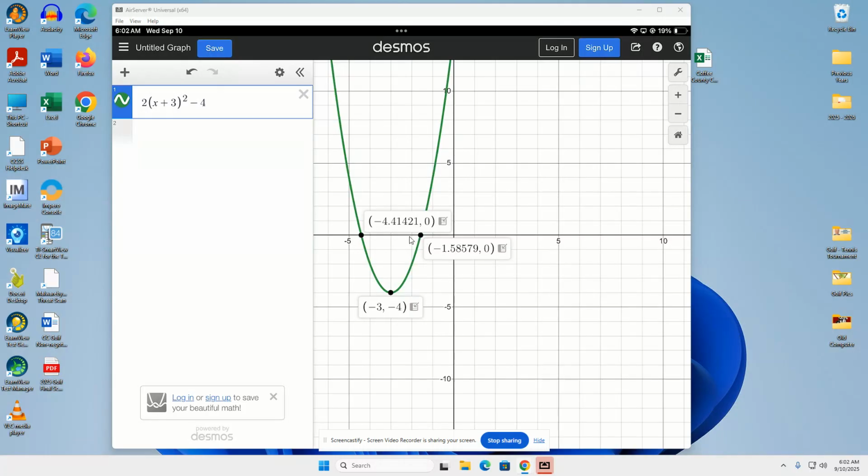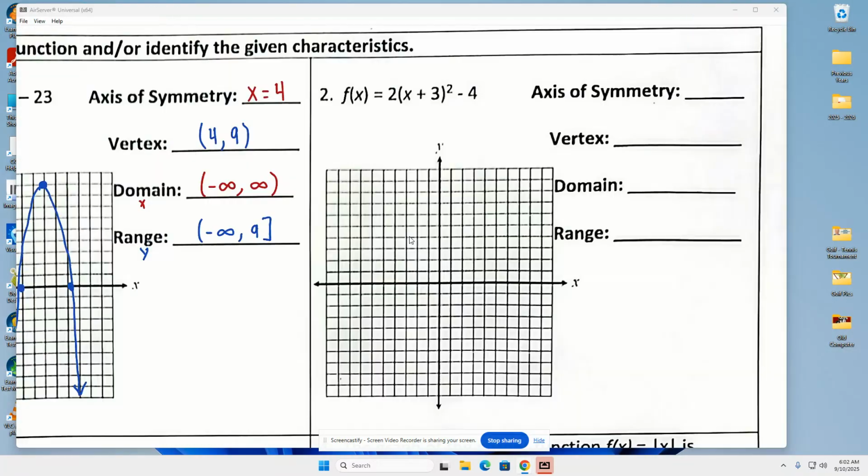Again, you don't have to be perfect. So I'm going to go to negative 4.5 and negative 1.5. So negative 1.5 is here. And negative 4.5 is about right there. And then remember your vertex? It was negative 3, negative 4. Right there. So that gives me a perfect graph to just give me a quick sketch of this parabola.